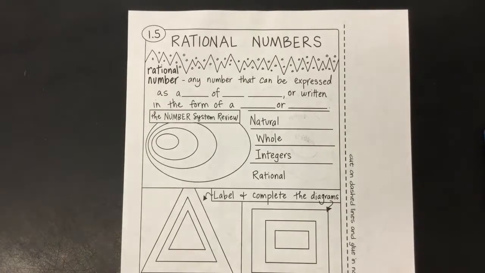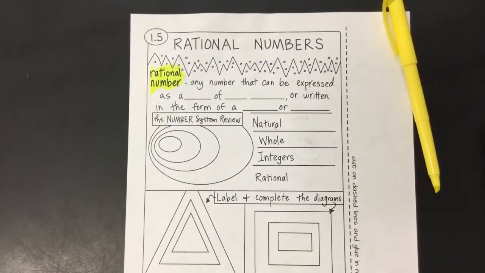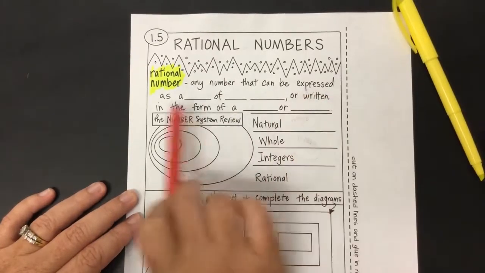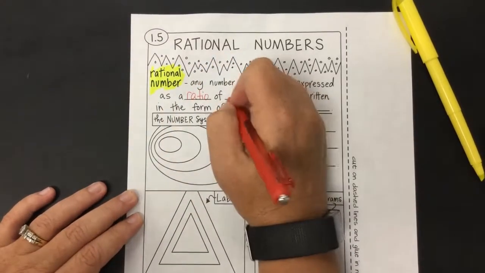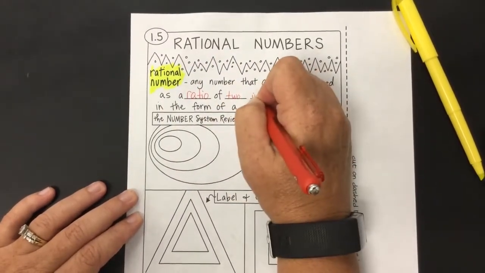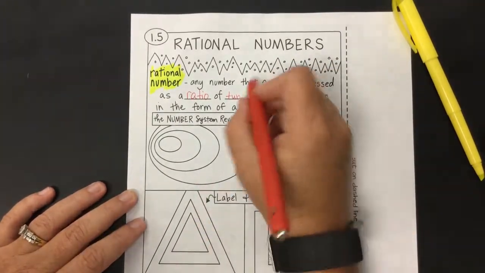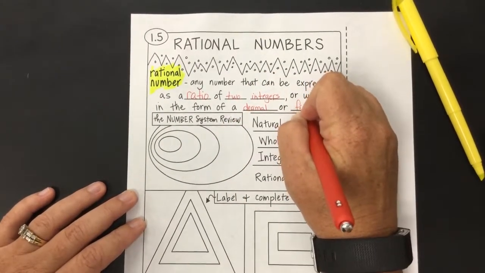All right. So a rational number, vocabulary word for you. You don't have to highlight this. I just like to highlight it. I like my little doodle notes that I got. So a rational number is any number that can be expressed as a ratio of two integers or written in the form of a decimal or fraction.